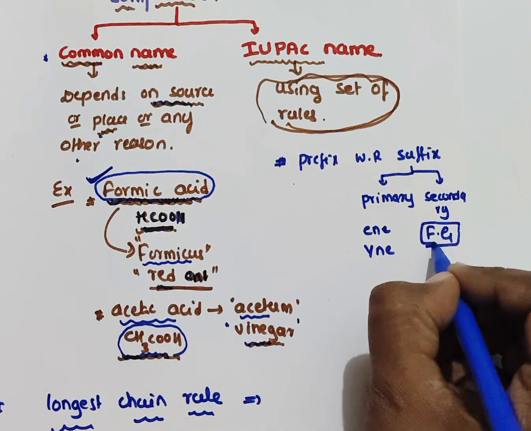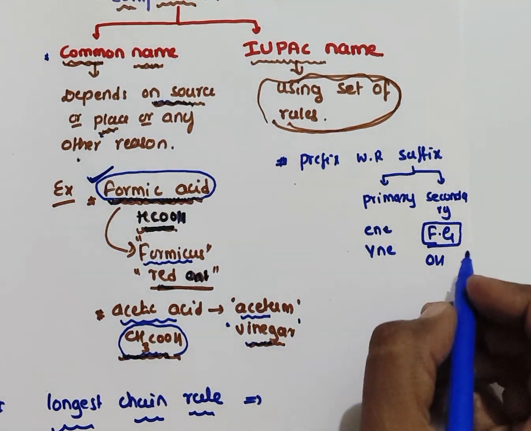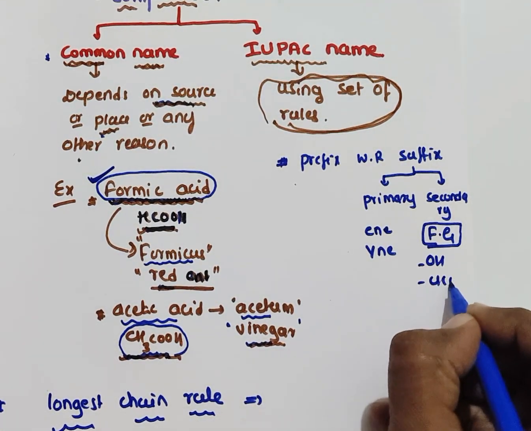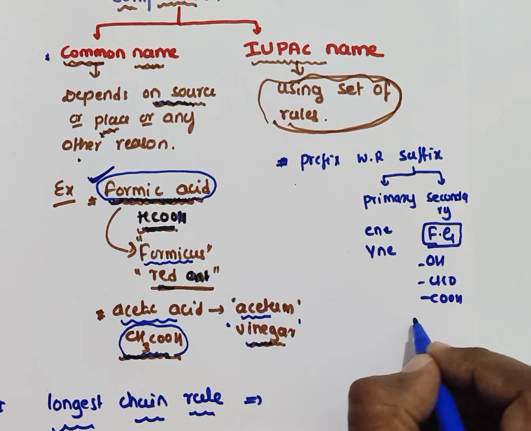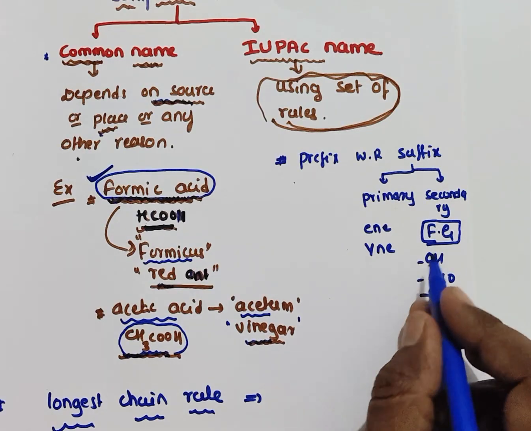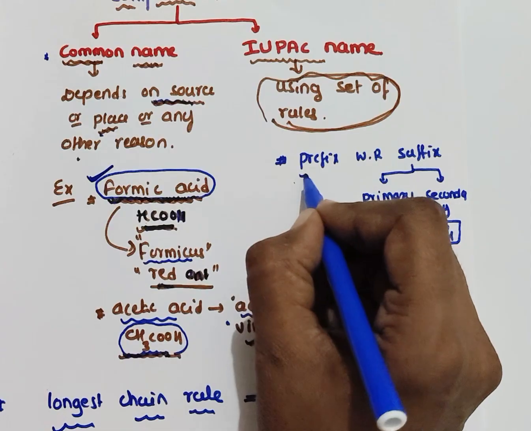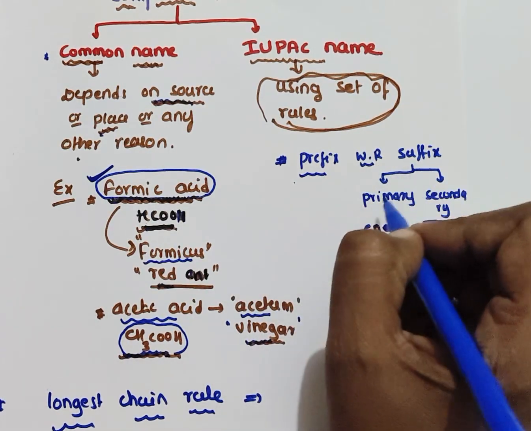We already know about functional groups. The functional group of alcohol is OH, aldehyde is CHO, carboxylic acid is COOH, and ketone is C double bond O. Yes or no? So these are what? Secondary suffixes. Is this clear to everyone? So our nomenclature has three parts: prefix, word root and suffix.